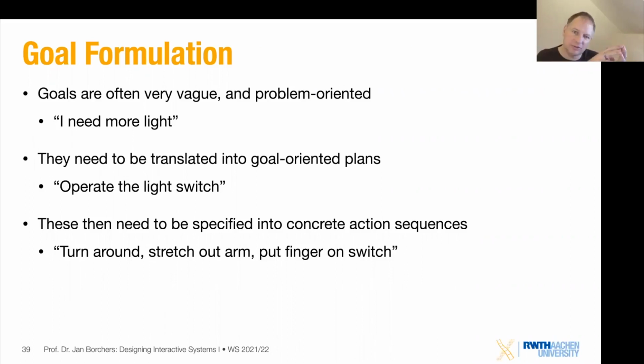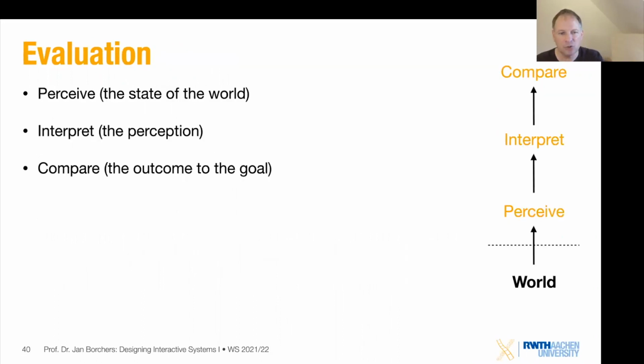Now, next, let's zoom into the right-hand side of this model, right? The evaluation side. The evaluation side is the one where we first perceive the state of the world. We look at what happened or we hear the result, depending on which modality we use to see what happened. Sometimes we feel something when a lock clicks into place, for example. Then we interpret what we just perceived. So we make sense of what we saw. And then once we've made sense of that, we know what that perception meant to us, we can compare it to our goal that we originally had. So did we actually reach it?